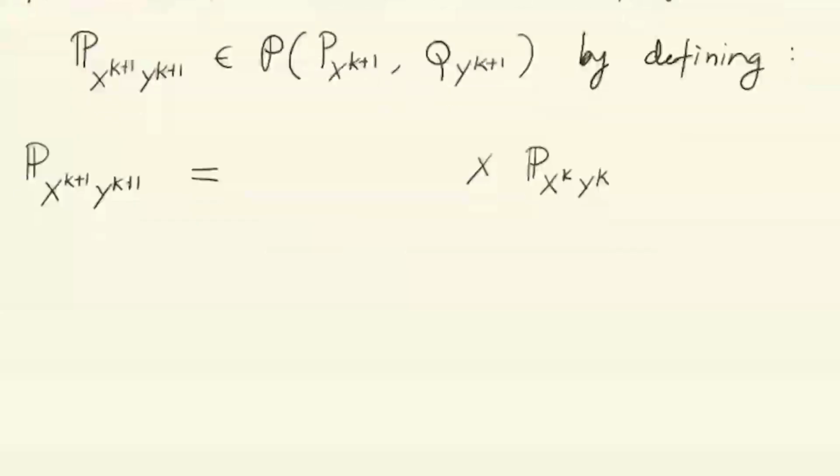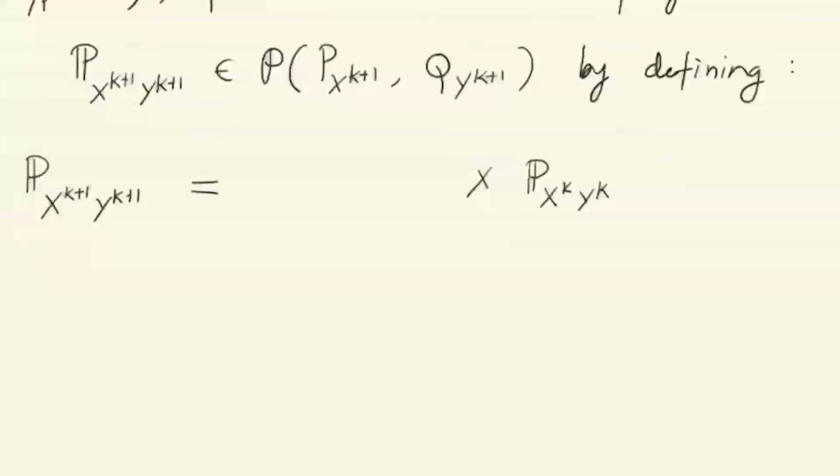So, what you do is you take, firstly you generate x and y up to length k, and then you generate the p_yk.